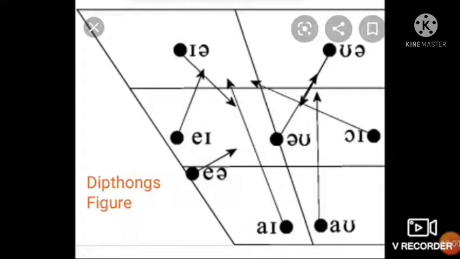'Oor', to, cure. These are the 8 diphthongs in English phonetics. Please identify them.